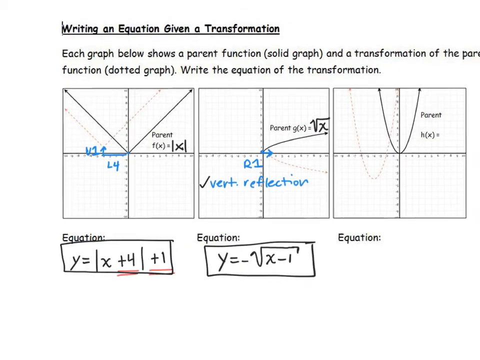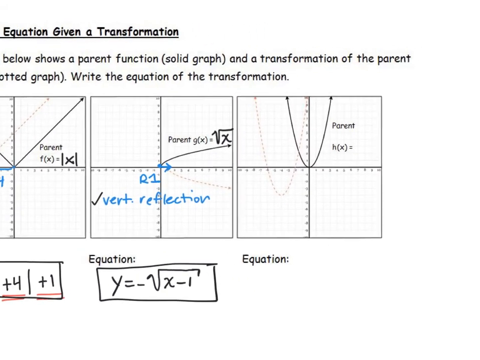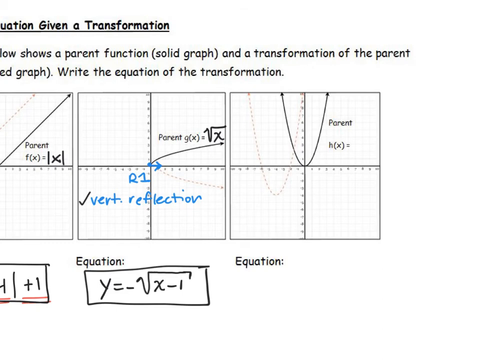All right, last one. So this one, my original function, hopefully we're getting good at noticing this one, very popular. This is x squared, it's a quadratic.